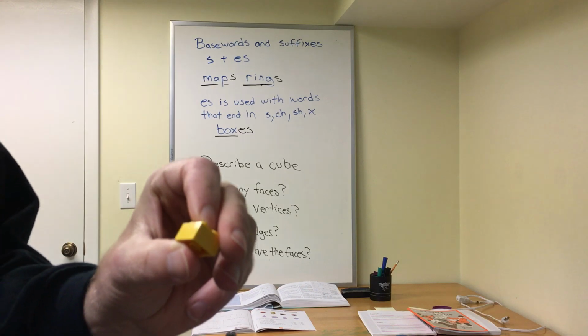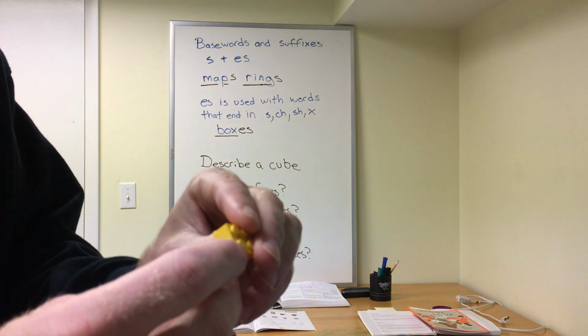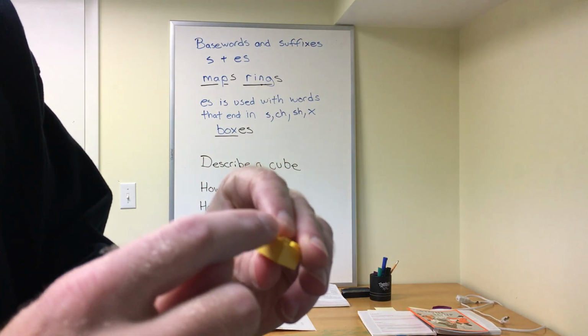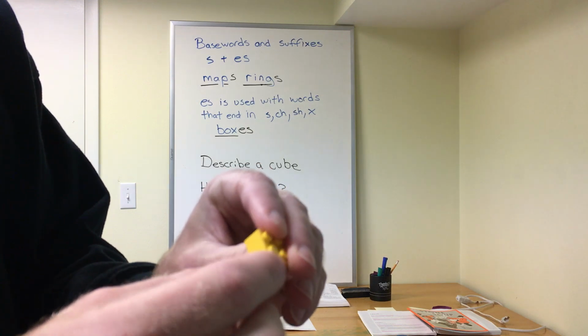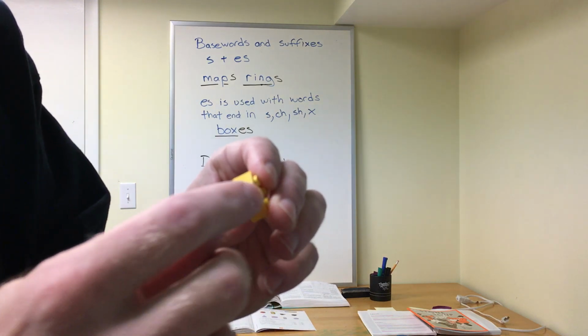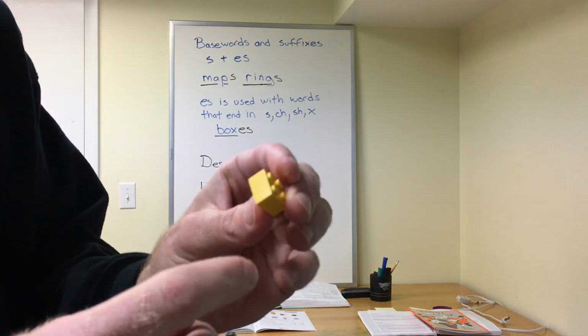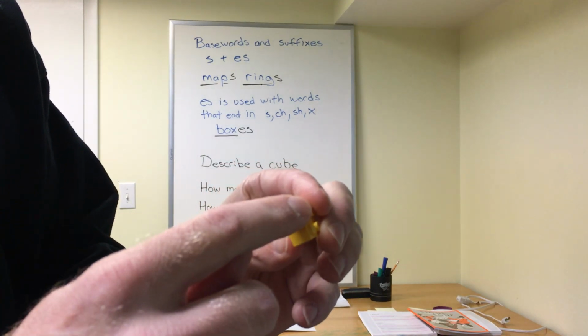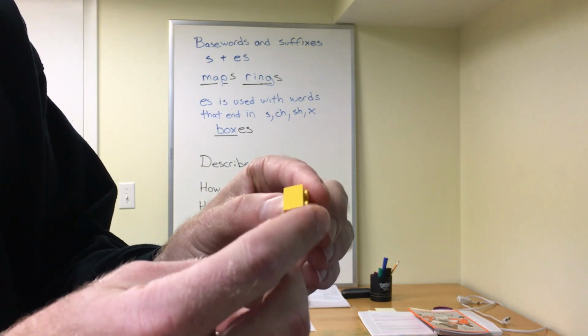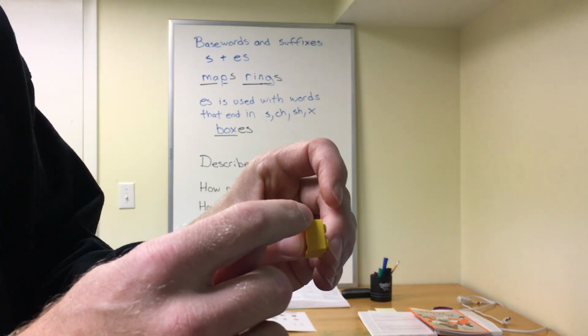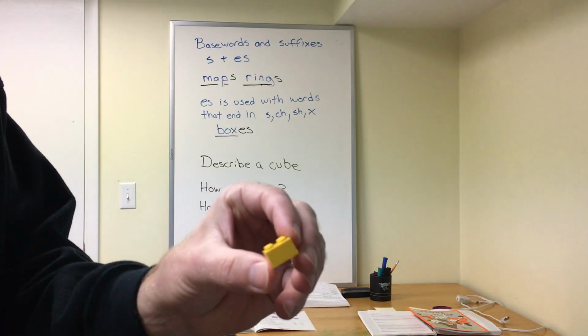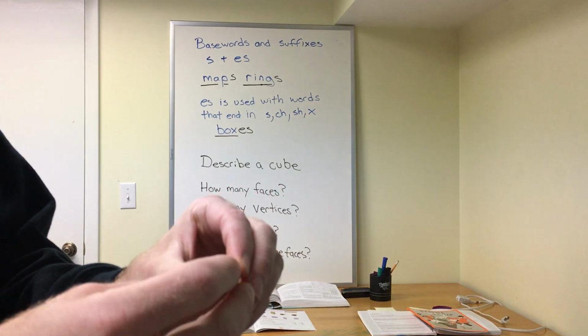And then how many vertices? Now the vertices are those parts where the faces and the edges come together to make those sharp points. So how many vertices? We have 1, 2, 3, 4, 5, 6, 7, 8. So we have 6 faces, 8 vertices.